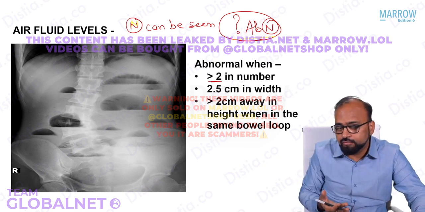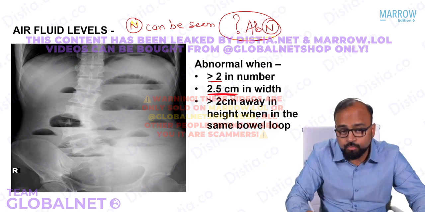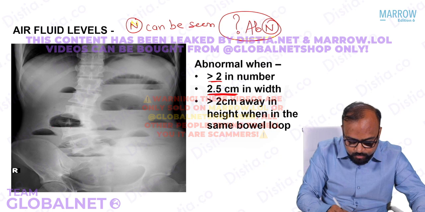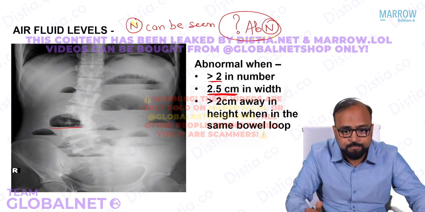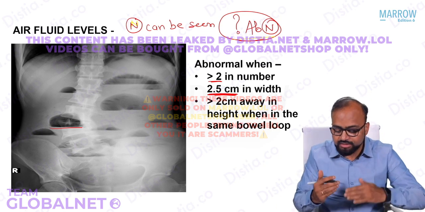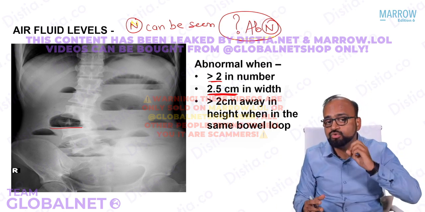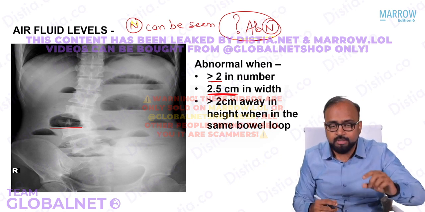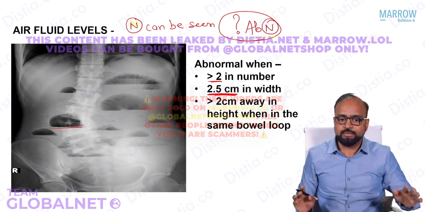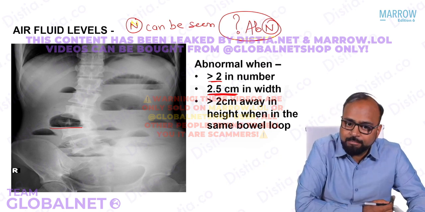Can you see multiple air fluid levels here? Yes. The width of those air fluid levels is more than 2.5 centimeters, so they are abnormal. And if they are in the same bowel loop, then they must be at least more than 2 centimeters away. So more than 2 in number, more than 2 centimeters away if they are in the same bowel loop, and width more than 2.5 centimeters. This is when the air fluid levels are considered to be abnormal.